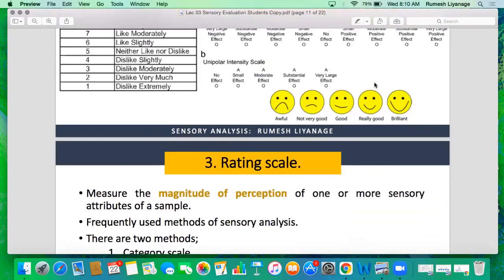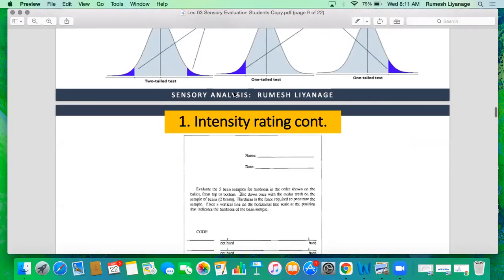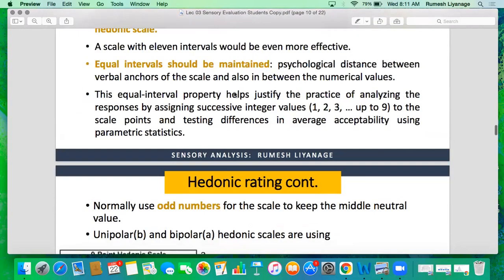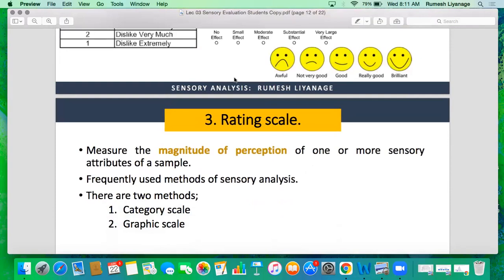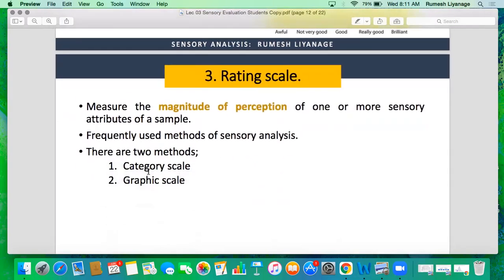Then the third one, rating scale. First one is ranking, then the second one is hedonic, third one is rating. And as we have discussed, there are 2 rating scales, category scales and graphical method. And here also we measure the magnitude of perception of 1 or more sensory attributes of a sample. So sometimes we can use 1 or more.